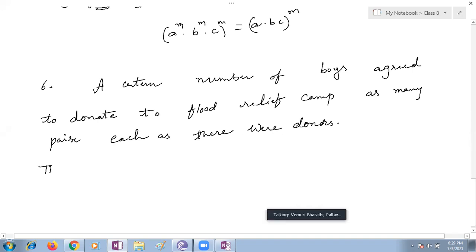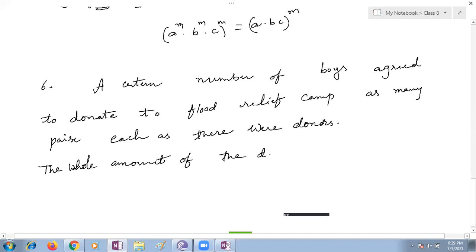Ma'am, I didn't understand the question. Even I did not understand. Let me first complete the question. The whole amount of the donation was rupees.